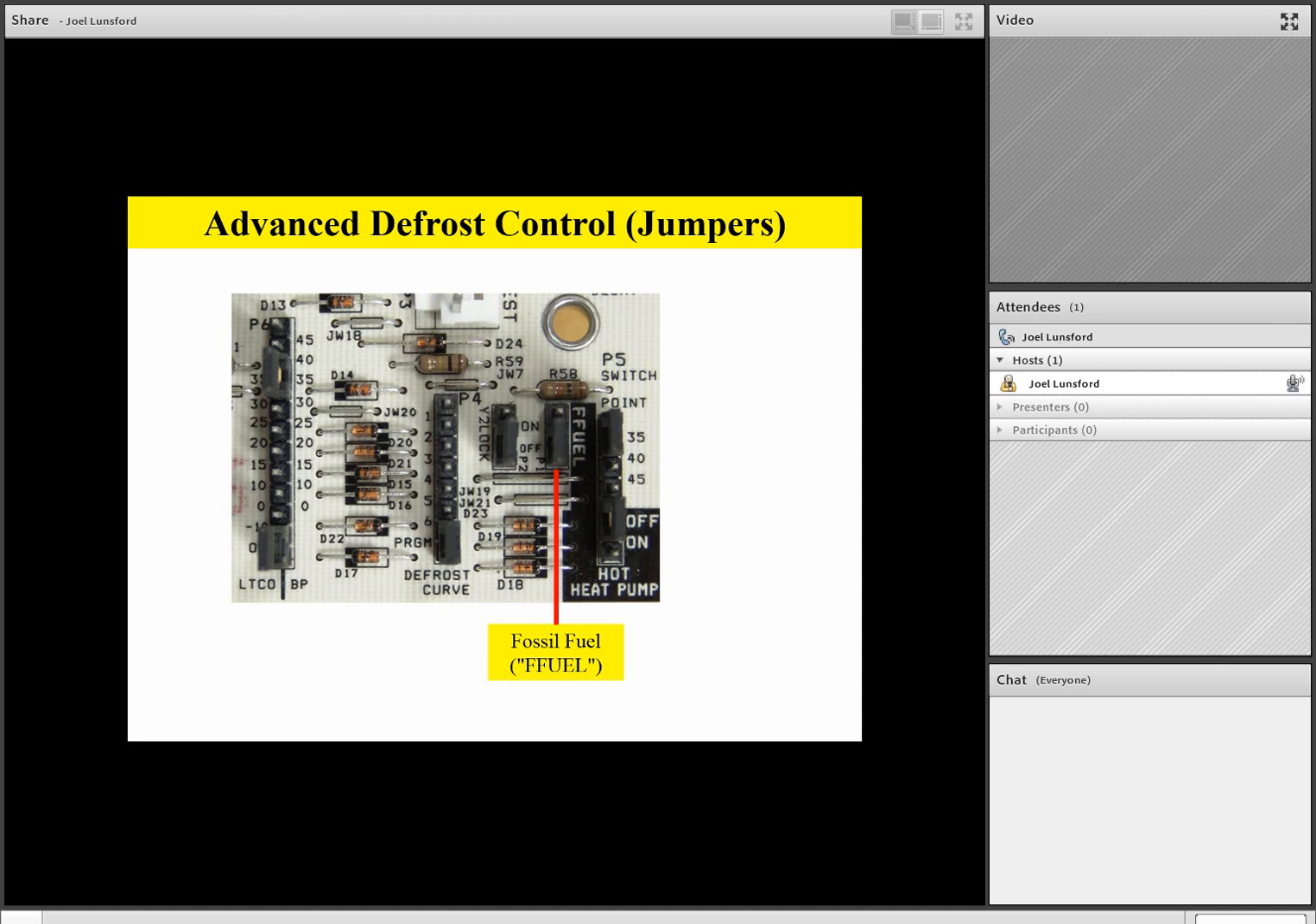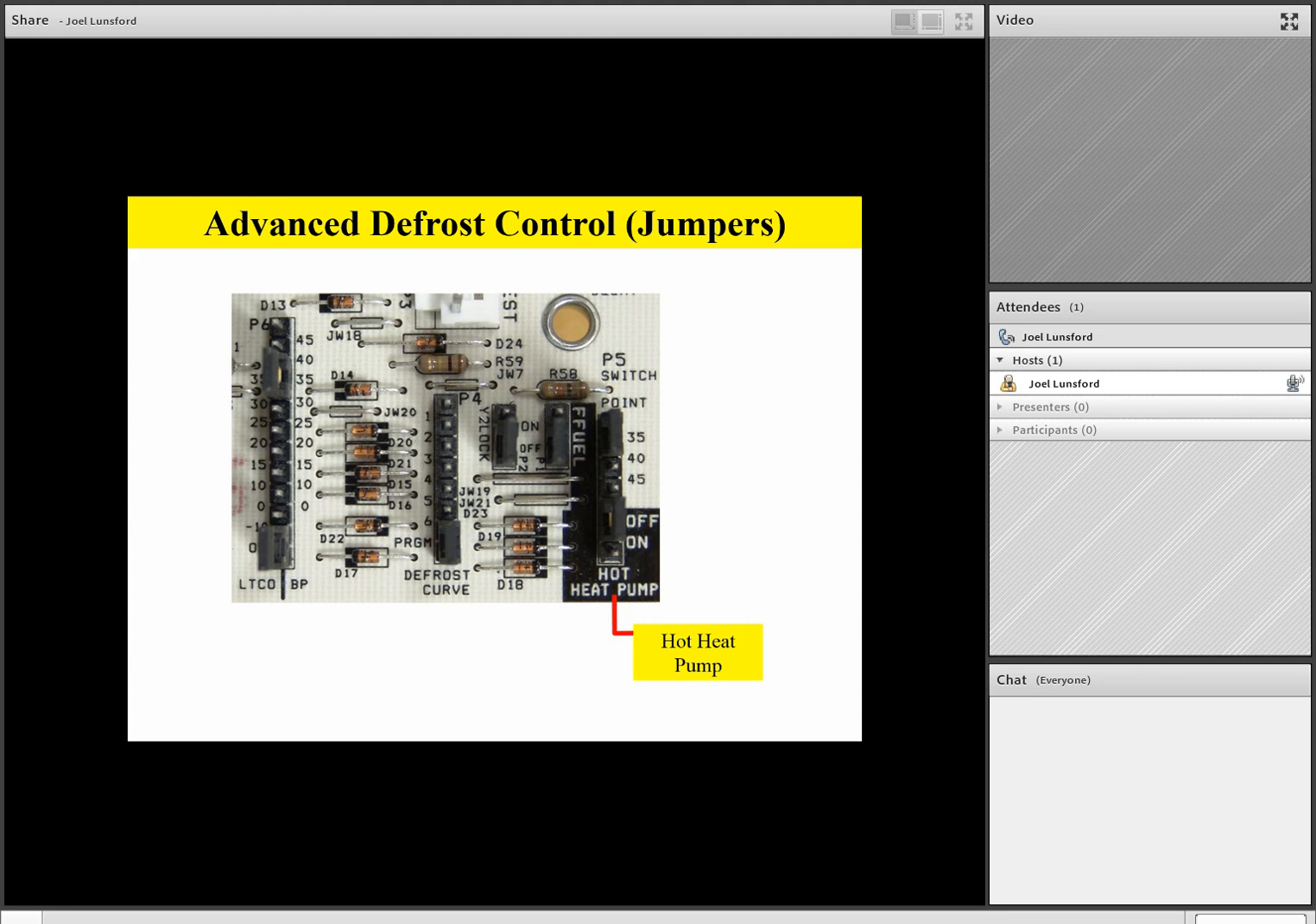Next to that is our hot heat pump feature, on or off. If you want to utilize the hot heat pump feature, you would put that in the on position, and that would then allow control via the Y2 output that we talked about earlier to control second stage airflow in the heating mode of operation. It comes from the factory in the off position, but if you want that hot heat pump feature and to utilize that Y2 output to control the second stage airflow, you'd put that in the on position.